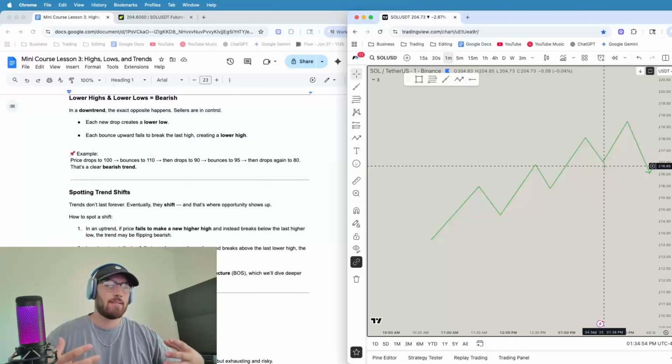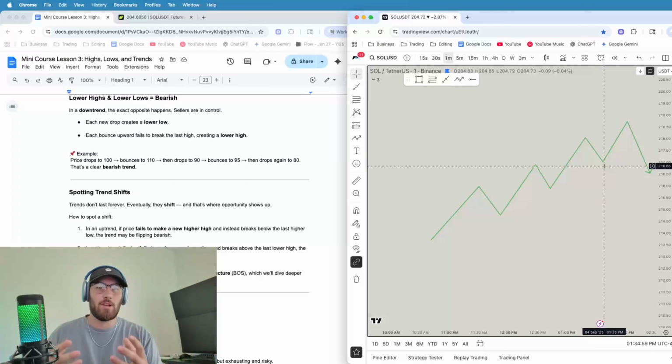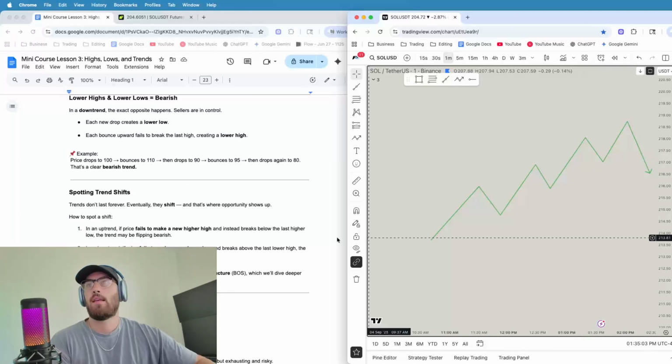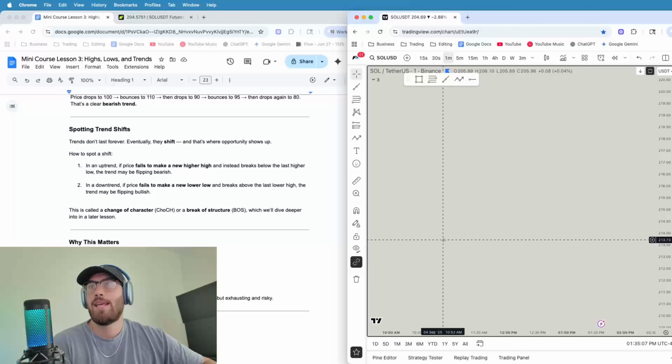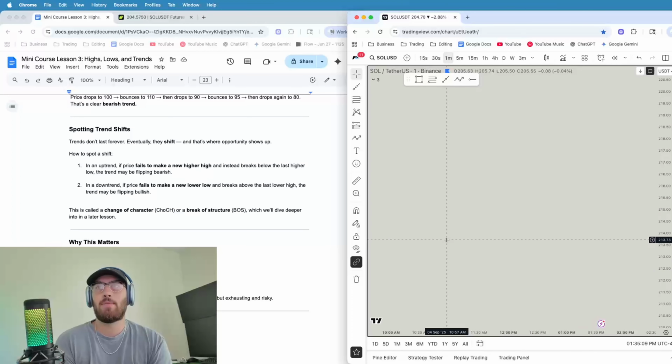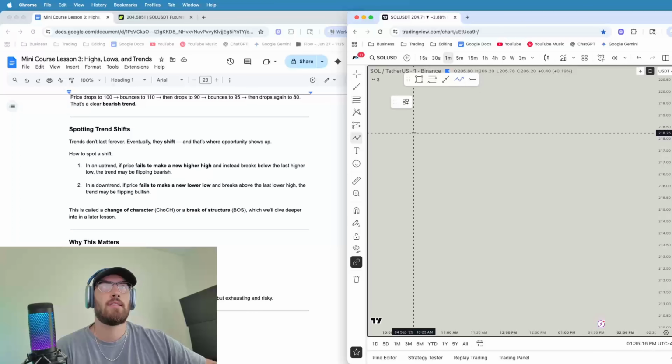So that's going to tell us that the trend is wanting to make a new trend. Okay, the market is looking to make a new trend. The whole structure is shifting, and now we can make a downward one. In a downtrend, if price fails to make a new lower low and breaks above the last lower high, the trend may be flipping to bullish. Now, here's exactly what that would look like.